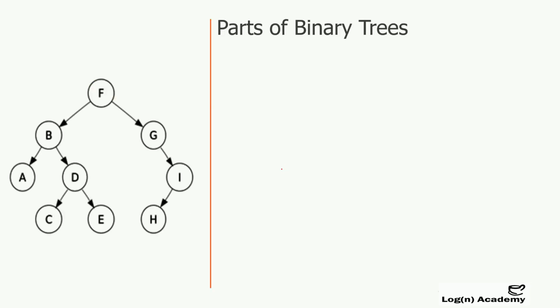Okay, now let's see some parts of a binary tree. A binary tree is composed of zero or more nodes. As you can see here, these are all the nodes. And this F is a value, this B and G, these are the values. This can be a string, an integer, or this can be an object also, and we will see this later.